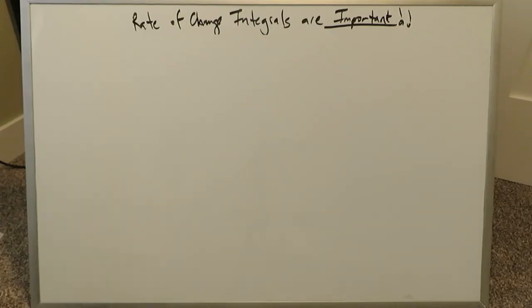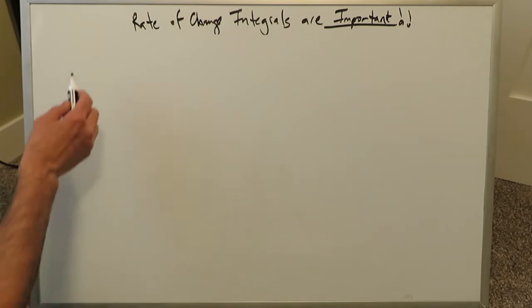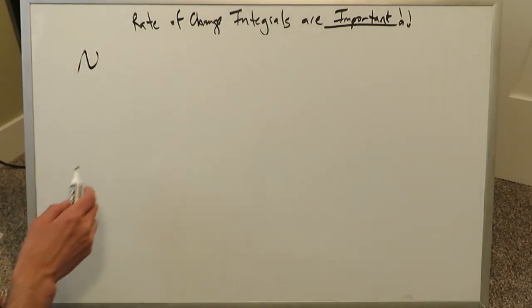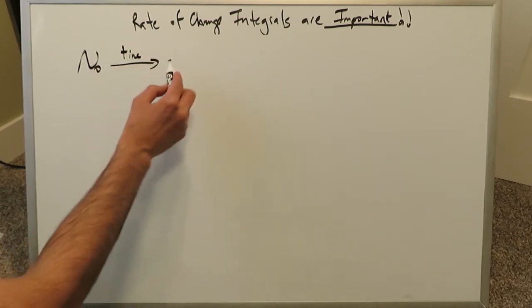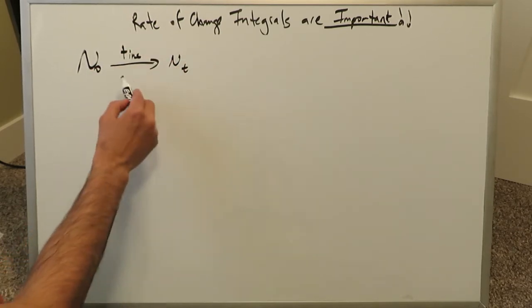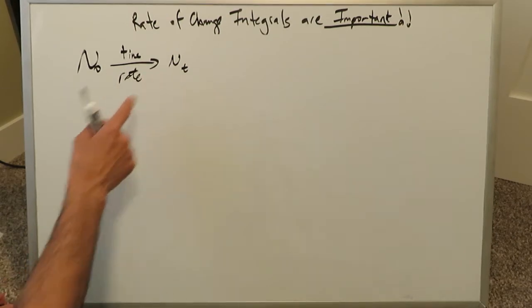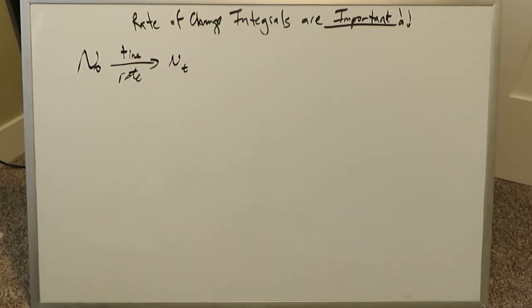For this rate of change integrals second example, we look at the concept of radioactive decay. Many of you might be familiar with that. In a decay process, you're starting out with a certain number of nuclei, which over a period of time you can have initial and you have a final amount.